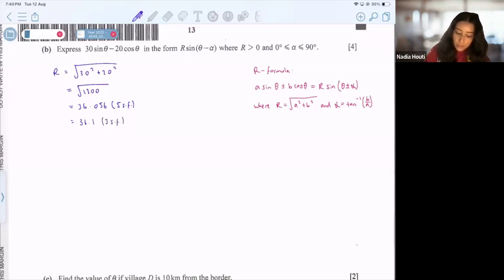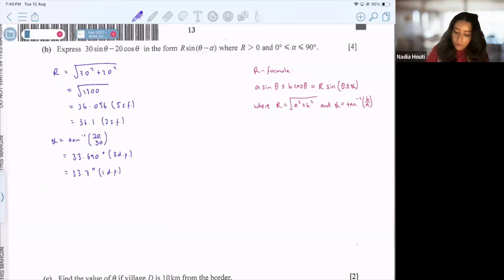And tangent, so alpha is equal to tangent inverse B over A, so 20 over 30. That is equal to 33.690 to 3 dp. But for angles in the final answer, we leave it to 1 dp. This is just for the final presentation later on.